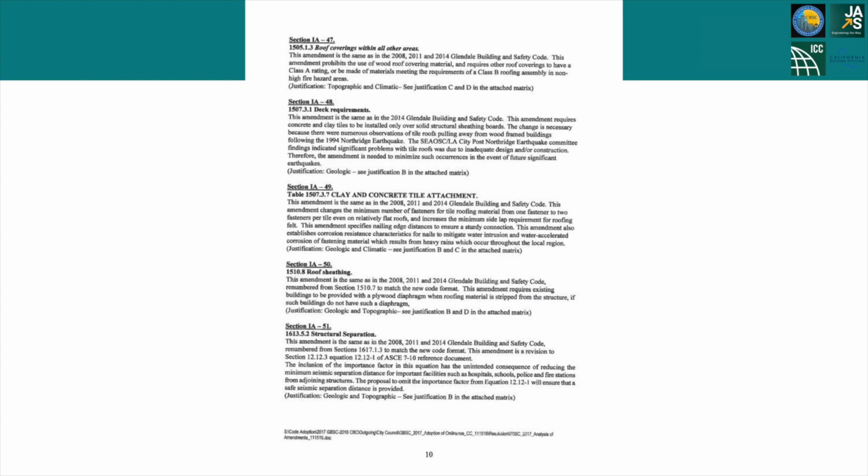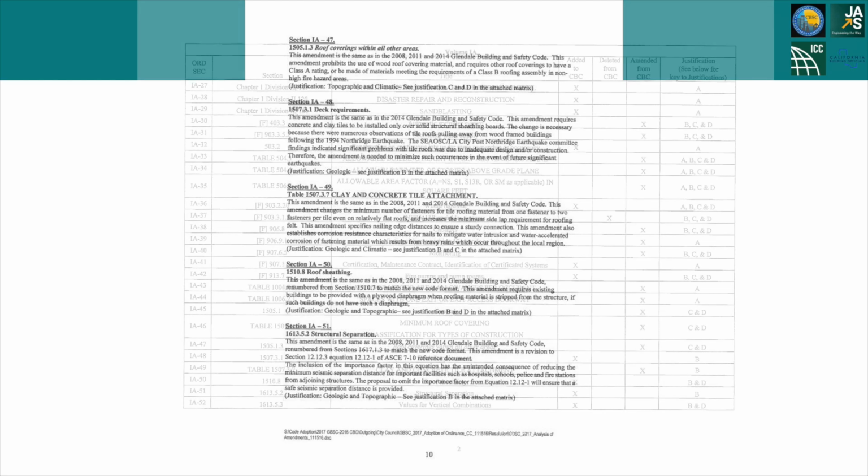Here's an excerpt of the resolution, which shows how each individual amendment was expressly described and justified. For example, if we look at amendment number 50 related to roof sheathing, we can see that justifications B and D in an attached matrix have been expressly applied. Use of a matrix or table is a convenient method of applying justifications to a large number of local amendments.